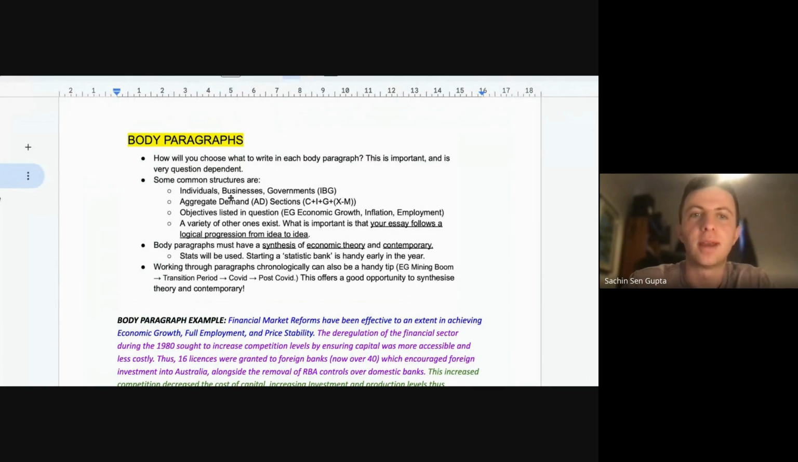You've got IBG, individual, business, government. You've got aggregate demand, AD, which is CIGXM. Maybe it was just an economic growth question. That's a pretty common one. And then you've also got objectives listed in the question. This is the one I kind of alluded to before: economic growth, price stability, employment, or it could be distribution of income and wealth.